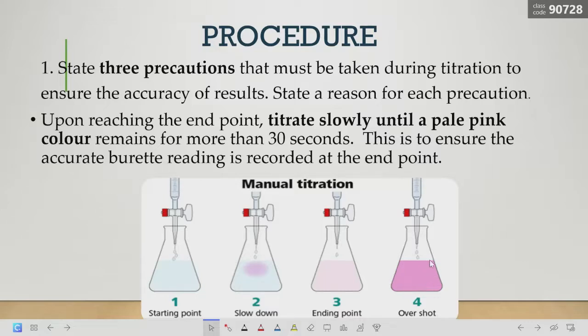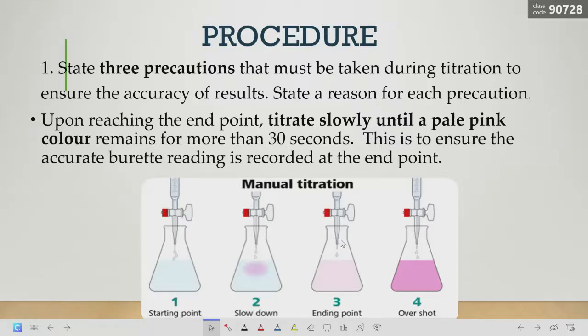Okay, kalau dia terlebih, dia ada overshot. Yang ni dah terlebih over end point ni, tak bagus lah. Make sure you titrate slowly. First drop pun dia dah memang bagi beza dengan even you drop with 2 drops. Even the first drop pun you have to make sure you get the pale pink color, and the pale pink color remains after more than 30 seconds.